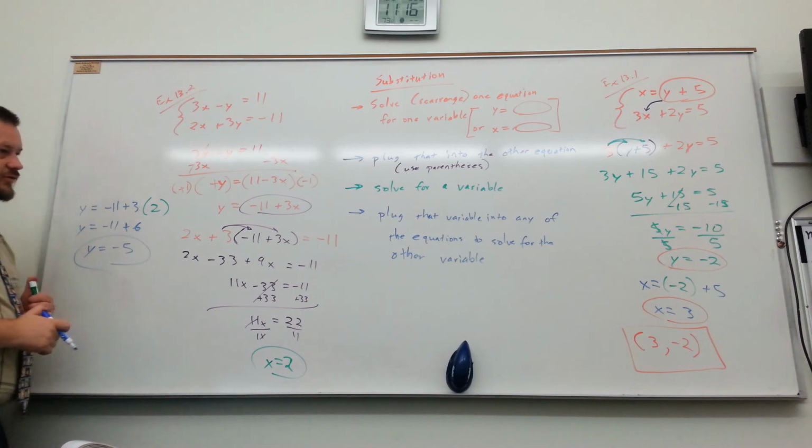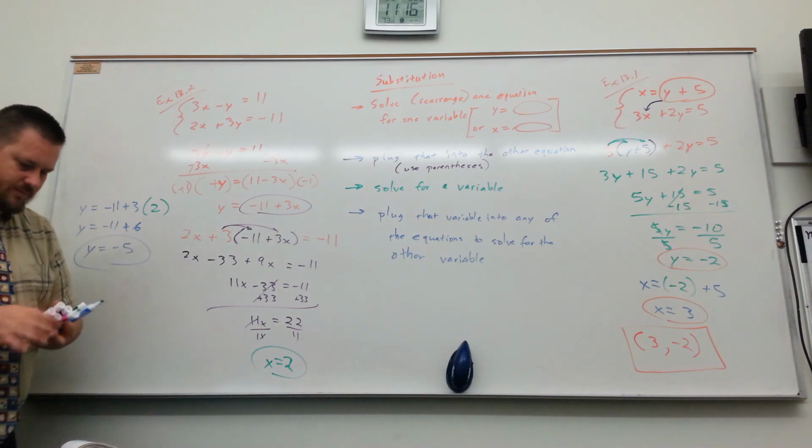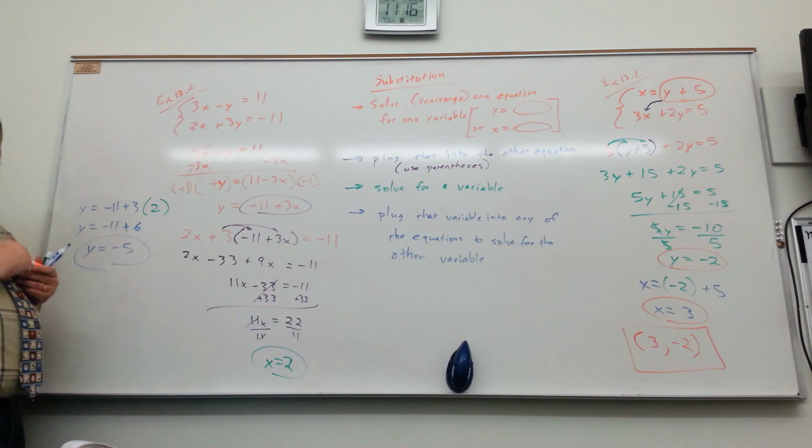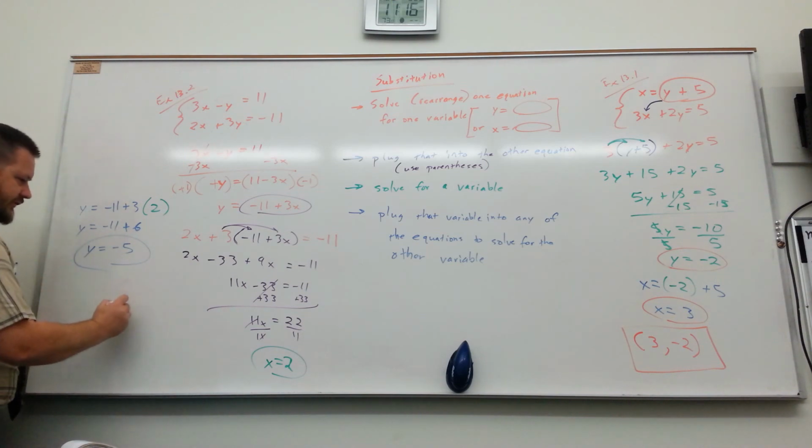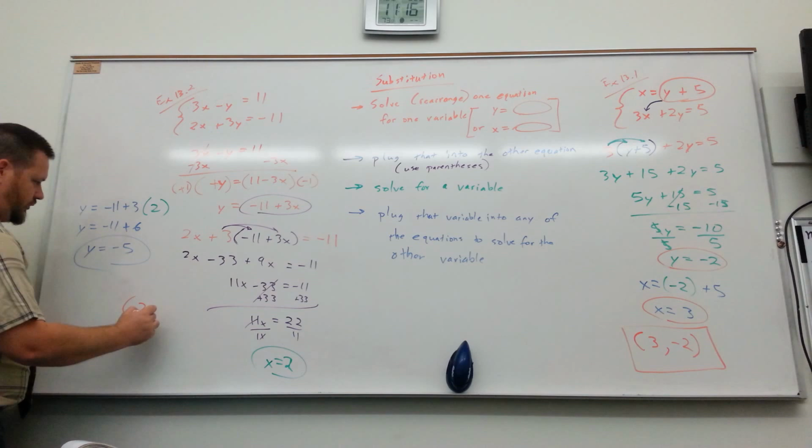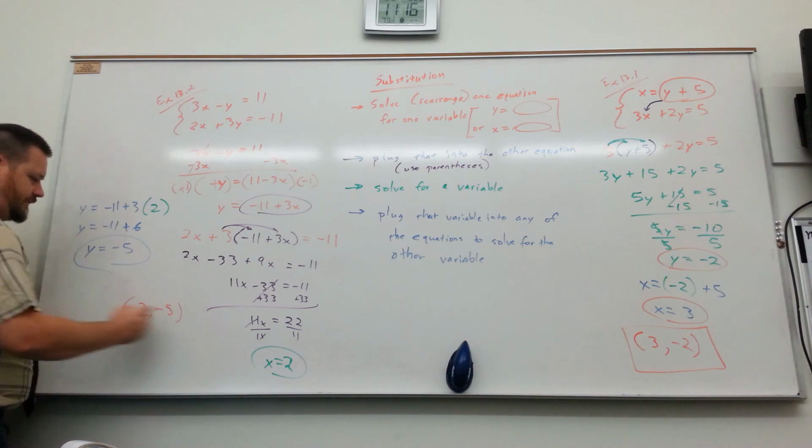There's my y, and so for my final answer, again, this is just easier to see. My x is 2 and my y is negative 5.